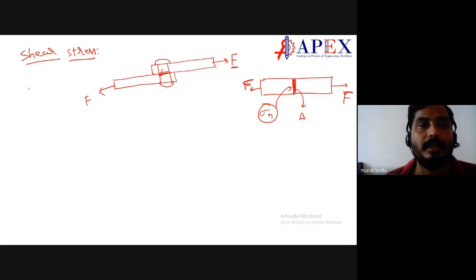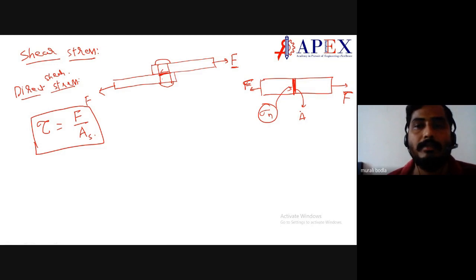Sometimes we call this direct shear, because there is another, indirect shear stress that develops, which we will see later. For direct shear, the shear stress notation is tau, and it is calculated as the applied load divided by the shear area of cross section. Previously we took the normal area of cross section, but now we have to take the shear cross sectional area.